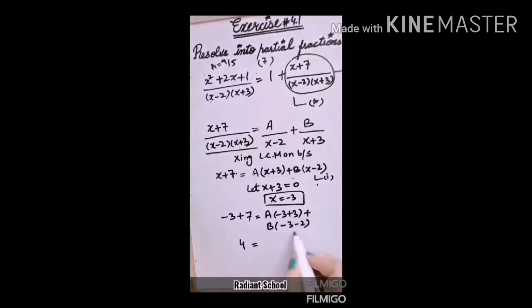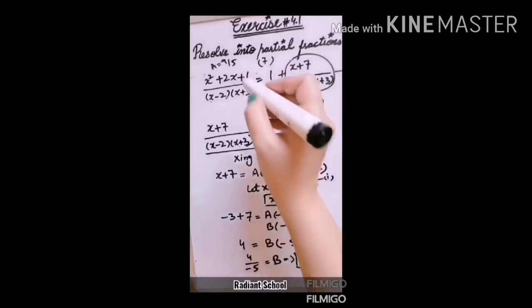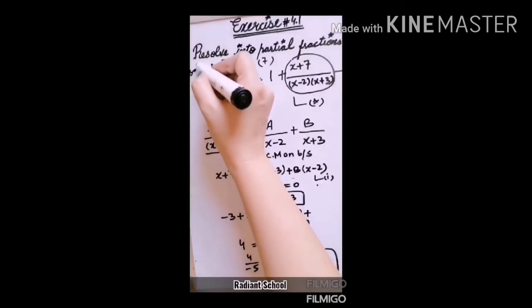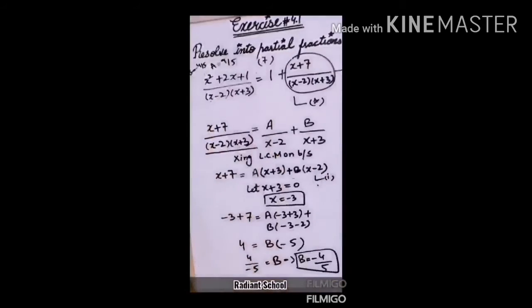0 added in any term, the second term will be... So I will write only the second term: minus 3 minus 2 minus 5. This minus 5 is multiplying here, so it will be divided on the other side. So the value of B is minus 4 by 5. Now let's note down this value: B is minus 4 by 5.